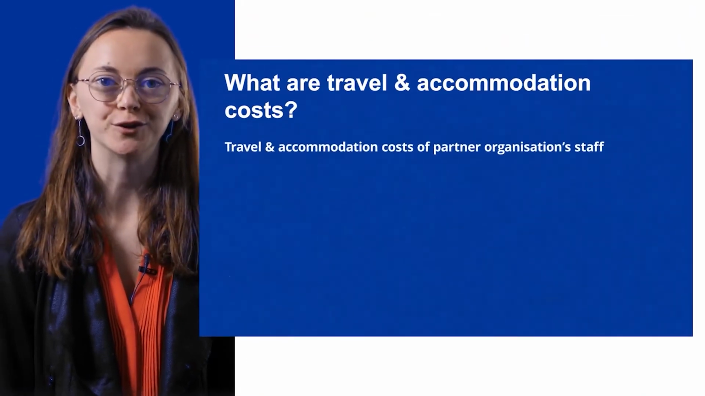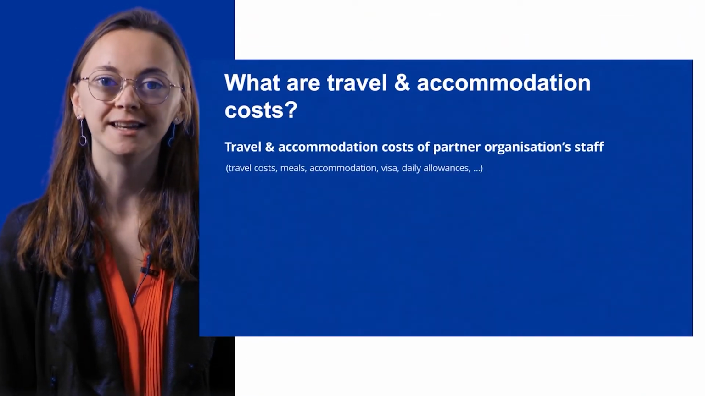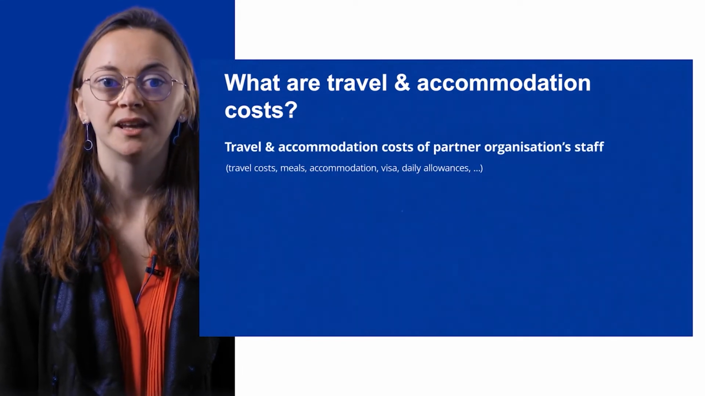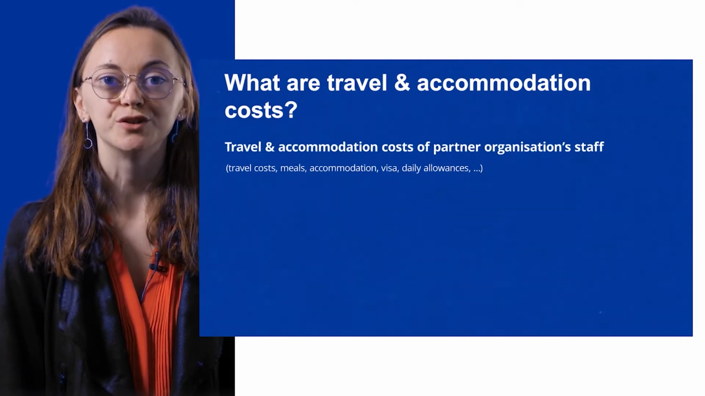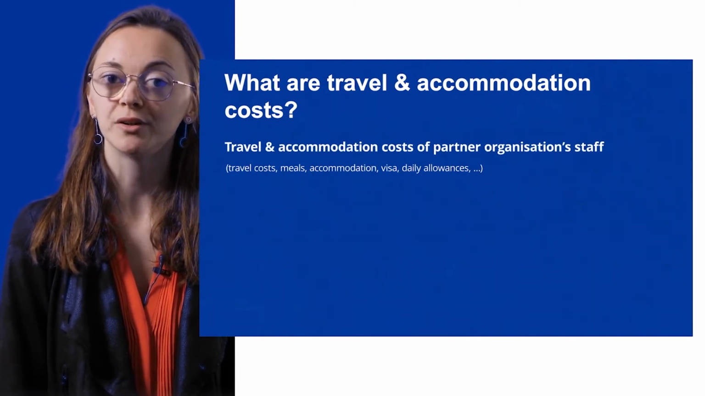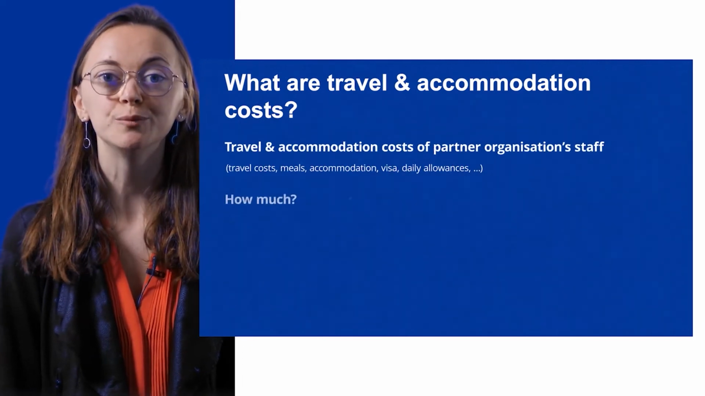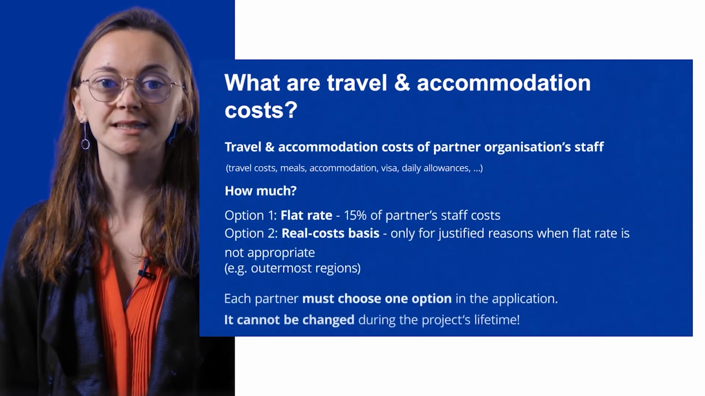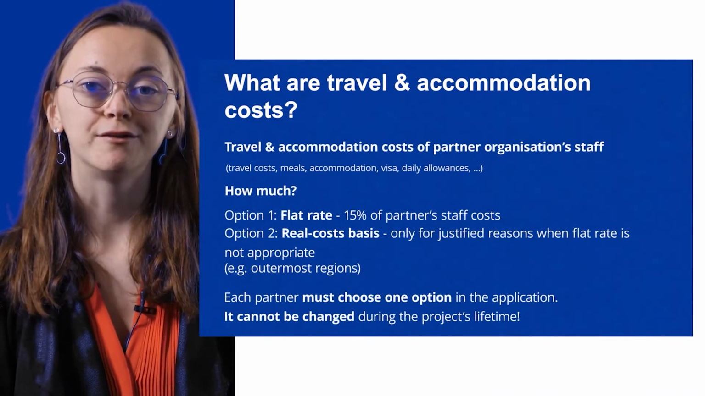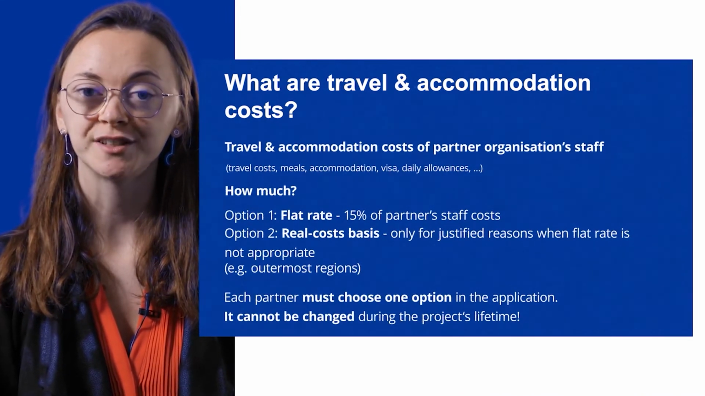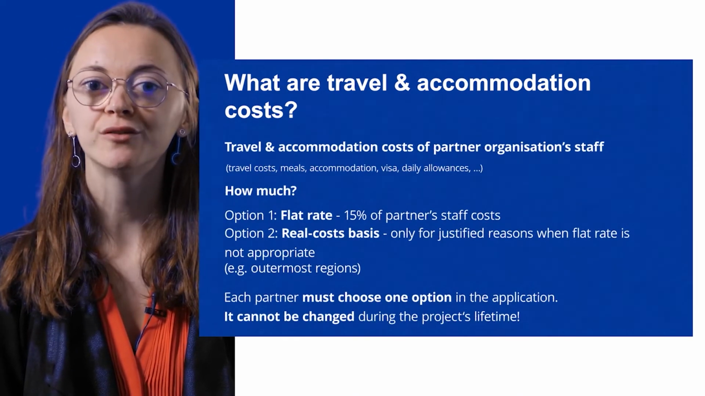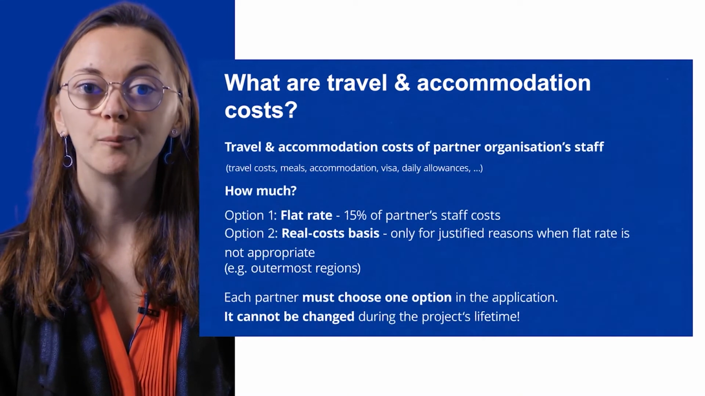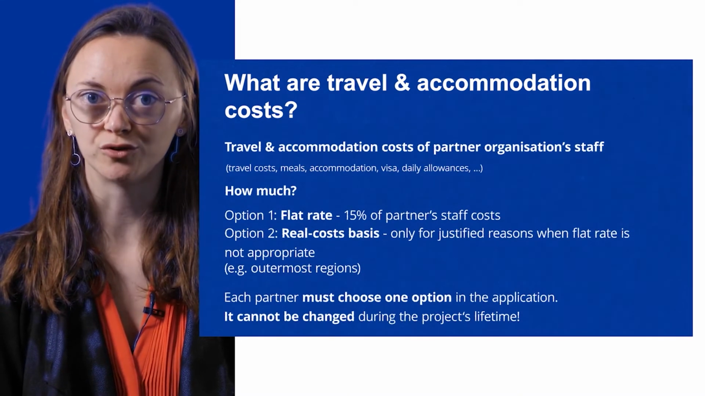This cost category includes costs such as travel and accommodation, of course, but it can also be for meals or daily allowances or visas. And it is only for travel and accommodation of the staff members. So the travel and accommodation costs for associated policy authorities or stakeholders should be planned under external expertise and services. As you might have noticed, there is a change for the travel and accommodation cost in comparison with the previous programming period. Now travel and accommodation costs can be covered by a 15% flat rate of staff cost.